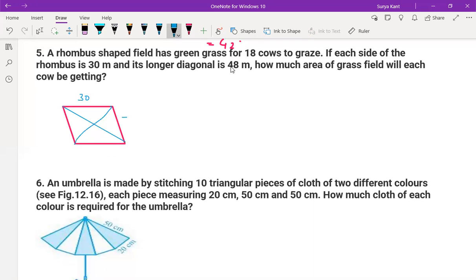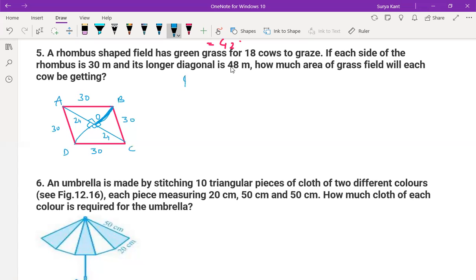Rhombus has all equal sides, so all sides are 30, 30, 30, 30. And here the diagonals bisect each other at 90 degrees. Understood? You know that, children, the properties of a rhombus. The diagonals bisect each other at 90 degrees, and the diagonal is 48. The diagonal also bisects, meaning this is 24 and this is also 24. If this is 90 degrees, you can find this side by Pythagoras theorem. You can name it A, B, C, D, and the middle point you can write O.